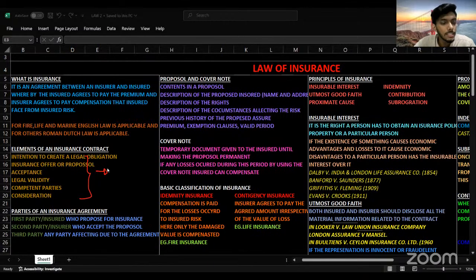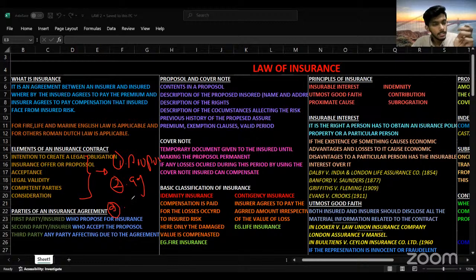When it comes to insurance, the first thing that should happen is the insurance proposal. The next one is the insurance agreement, the second thing to happen. The final one is the insurance certificate.